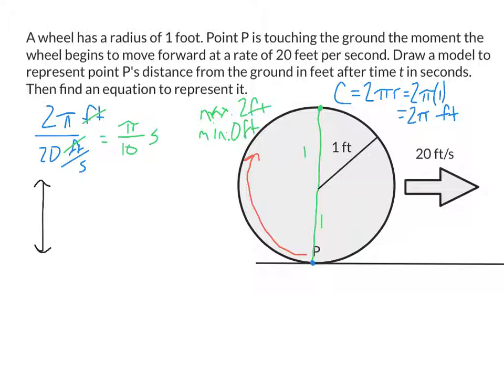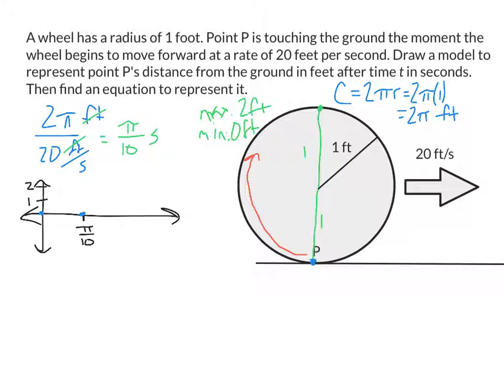So there will be the y-axis, and there's my x-axis. Now point P, which I'll do in blue here because it's in blue, starts at 0 feet off the ground at 0 seconds. At pi over 10, it's done a full rotation. So that means that it's gotten all the way up to 2 feet and then has returned back to 0 feet in that time. And so at pi over 10, it'll be back at 0 feet.